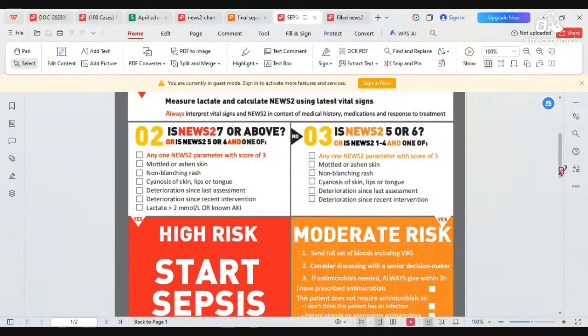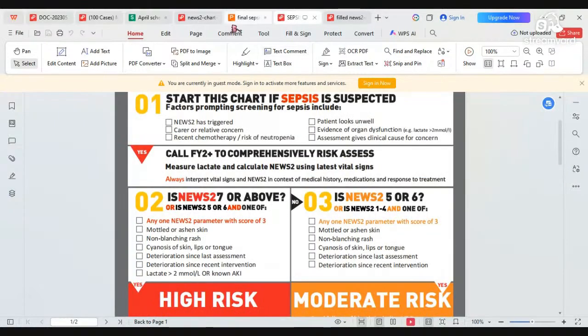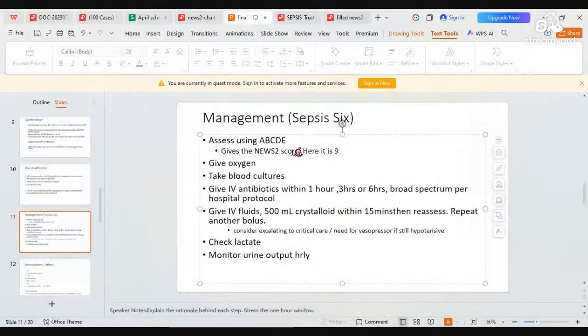That's what the guideline says. So going back to our sepsis 6, we have commenced this patient on oxygen. We've taken blood culture. We suspect sepsis, so we've taken blood culture. Because we've taken blood culture, we are able to give her antibiotics within 1 hour because she has a NEWS score of 9.